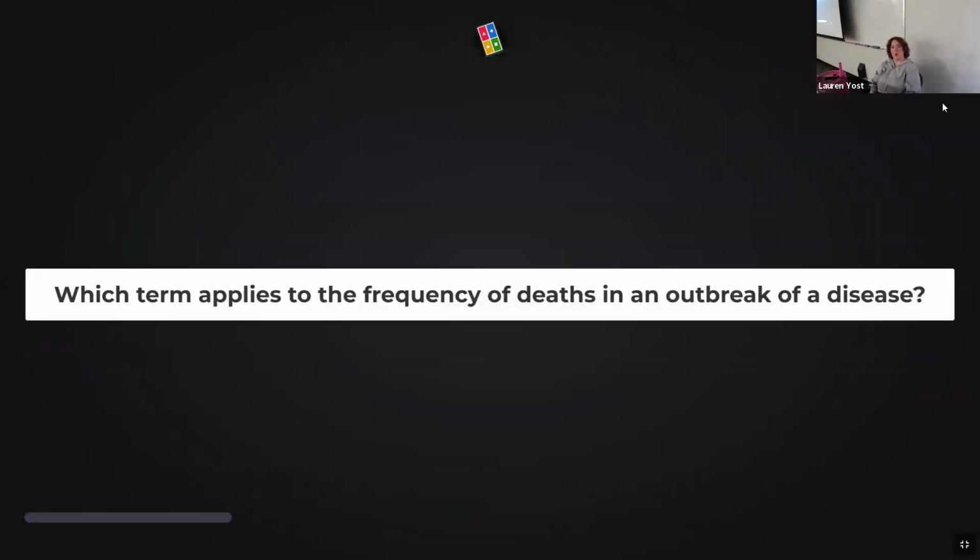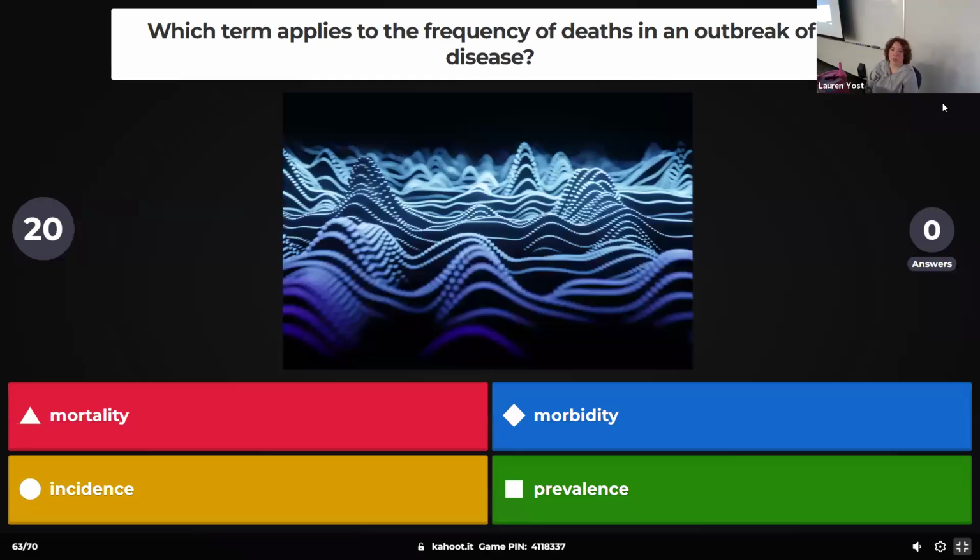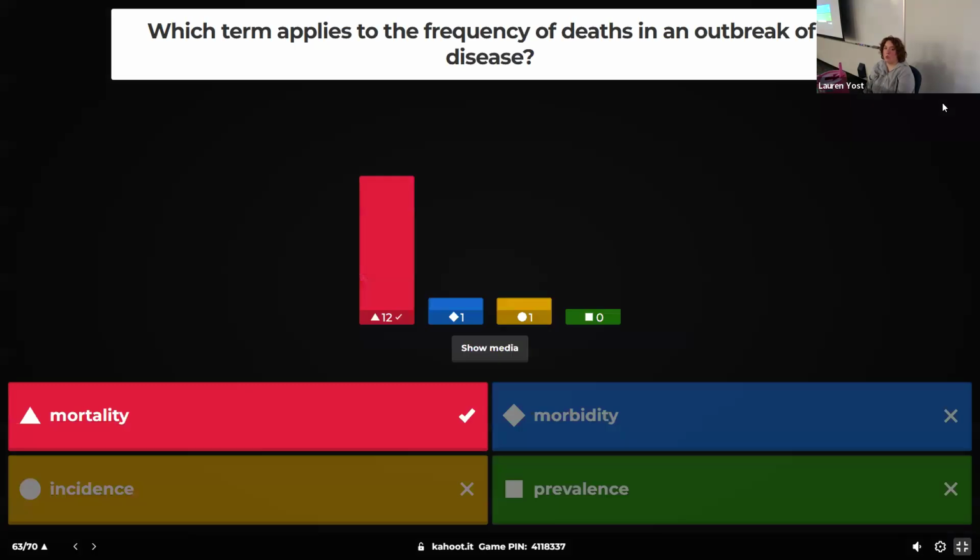Chapter 14, which term applies to the frequency of deaths in an outbreak of a disease? The frequency of the deaths. We'll talk about all these terms and what they mean. We'll do a little mini review of them. See what you can tell me, if you can recall. The number of deaths. We've got an outbreak going on. People are sick with COVID. If we want to look at the number of deaths associated with it, that would be which term?